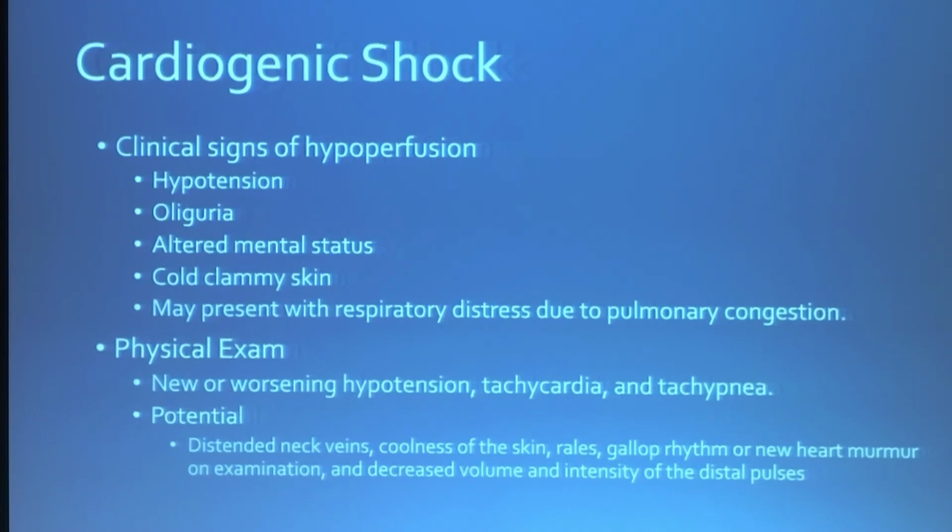On physical exam, they'll have new or worsening hypotension, tachycardia, tachypnea. They may have distended neck veins, in particular if their right heart is not functioning well. Coolness of skin, rales if they have pulmonary edema, a gallop rhythm, or a new heart murmur on examination. A brand new heart murmur in the setting of chest pain and signs of an MI, EKG signs of an MI, I'd be very suspicious for a rupture of a chordae tendineae at that point.